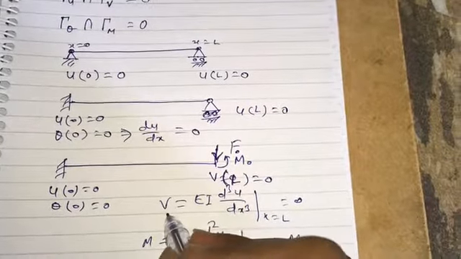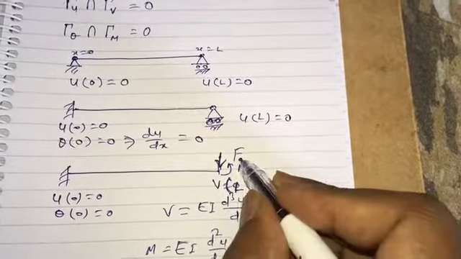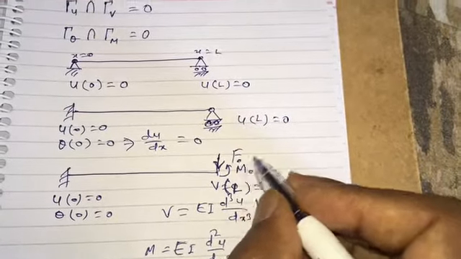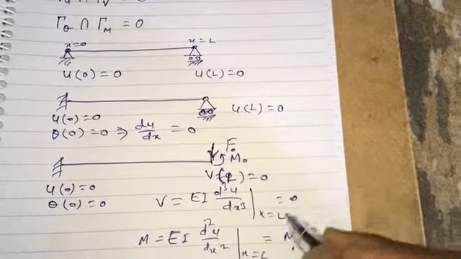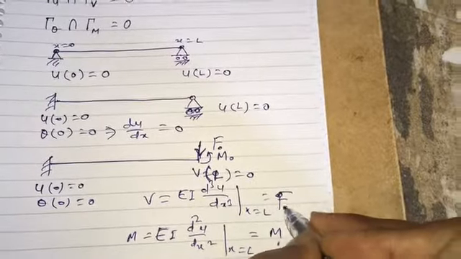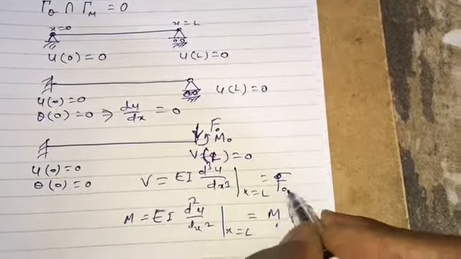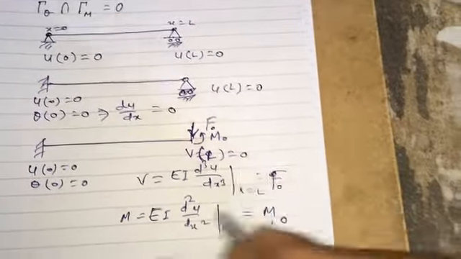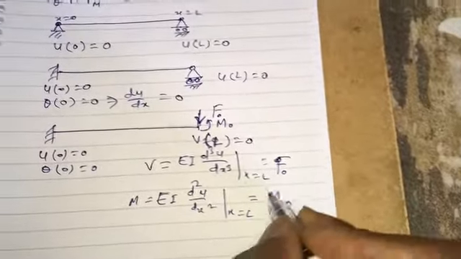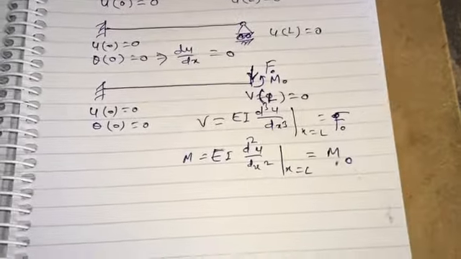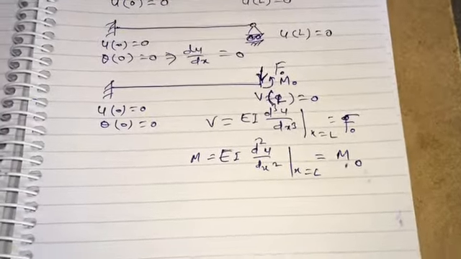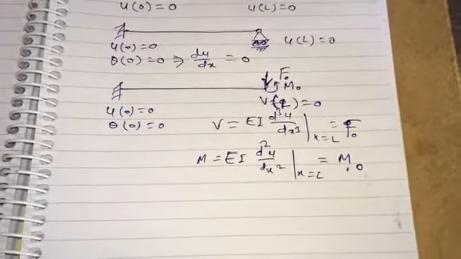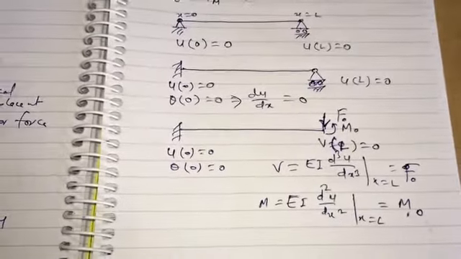V equal to, say, F naught and M naught. So we have given some value F naught, so here it will be F naught, sorry. So V equal to F naught. Here we are given M, so here it will be M naught, so M has to be M naught. So this is how you assign the boundary condition.